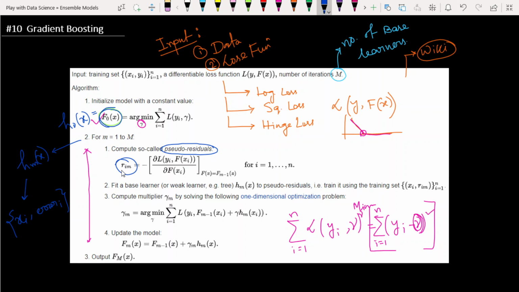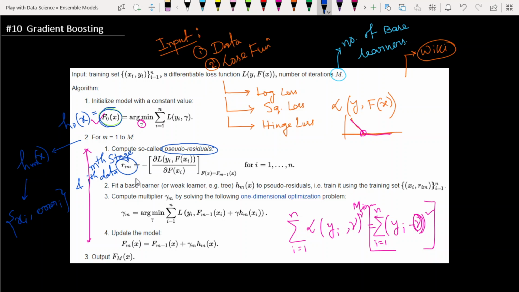And r_im means what? r_im is the pseudo residual for the ith data point at the mth stage.